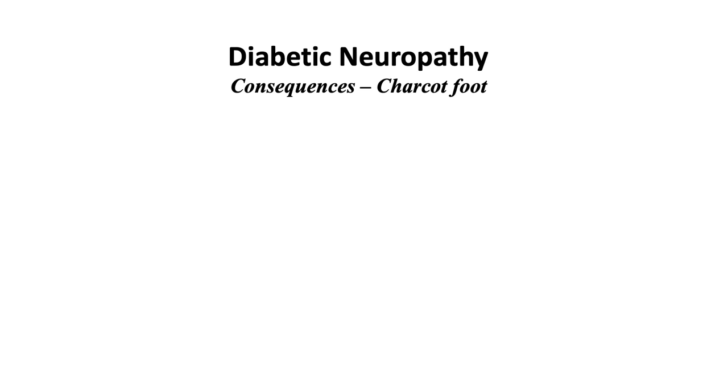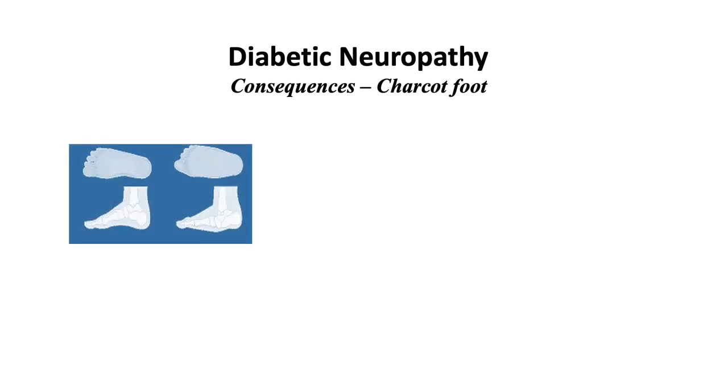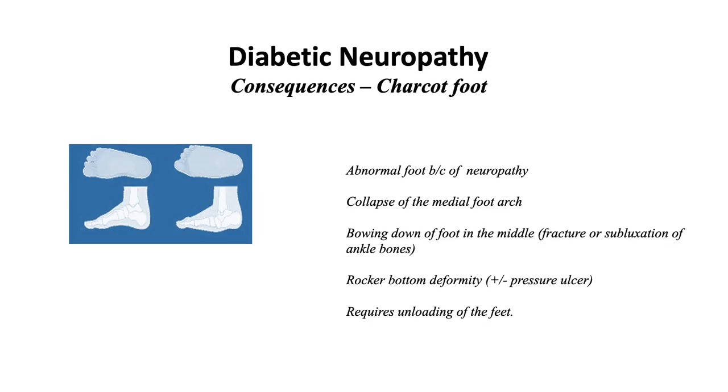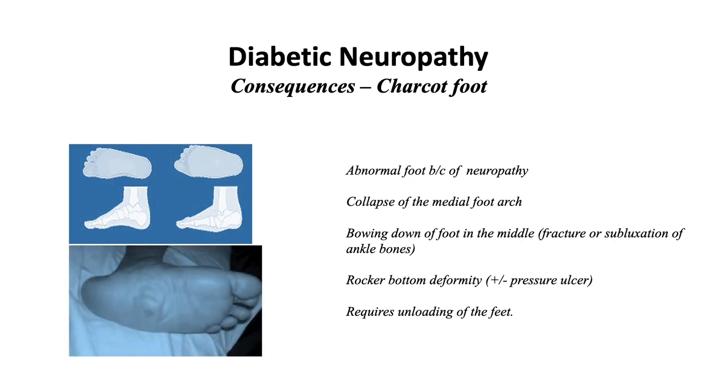If you have significant diabetic neuropathy, you are prone to or at risk for developing something called Charcot foot, which is shown here. This abnormal foot shape occurs because of painless collapse of the medial arch of your foot. Basically, there's downward movement of the ankle bones. The foot loses its arch and develops what is called a rocker bottom foot deformity because of a collapse of the medial foot arch. The change in shape makes the foot more likely to develop pressure points and then ulcers and infections.